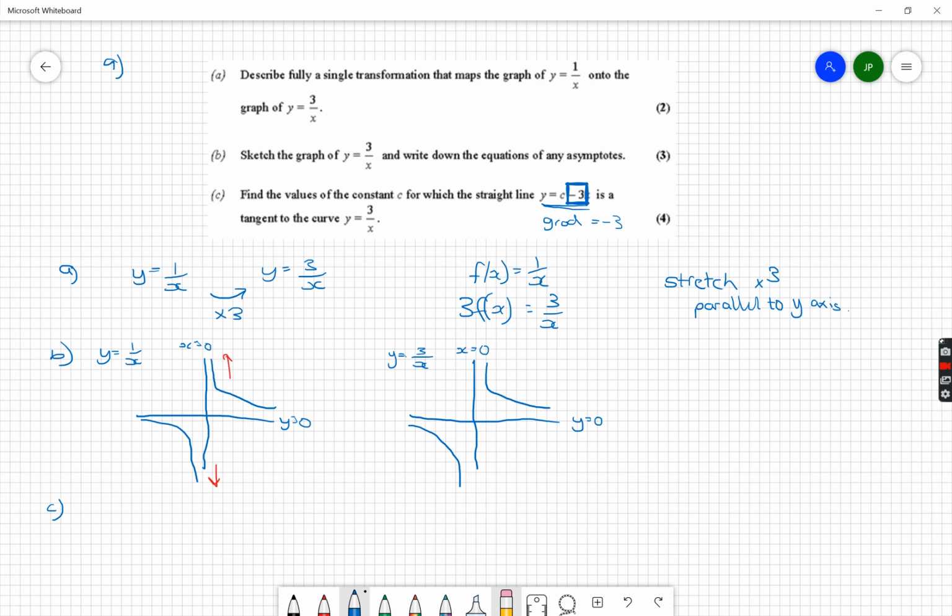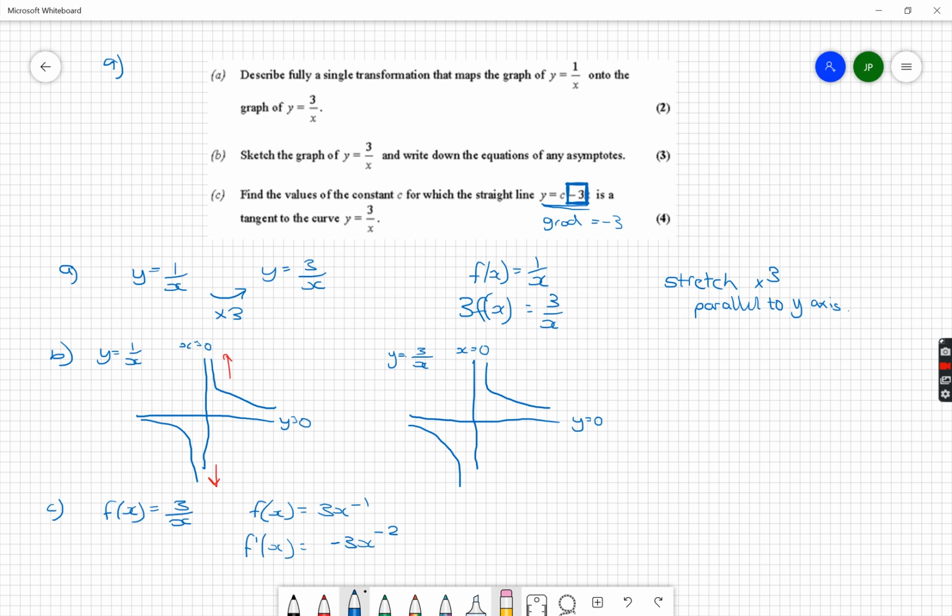Okay, so gradients, tangents, differentials. So I need to differentiate y equals 3 over x. Which first of all means I need to get this in a form without any fractions so that I can differentiate it. So I'm going to rewrite this as 3x to the minus 1, which then means I need to differentiate. So f dash of x is the times by the power, take 1 off the power, which will give you minus 3x to the minus 2.